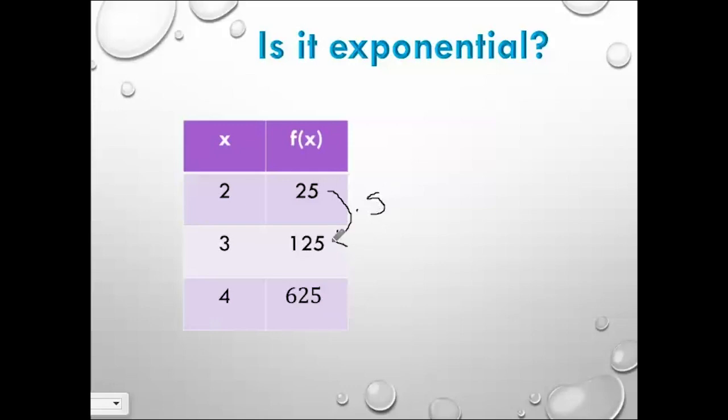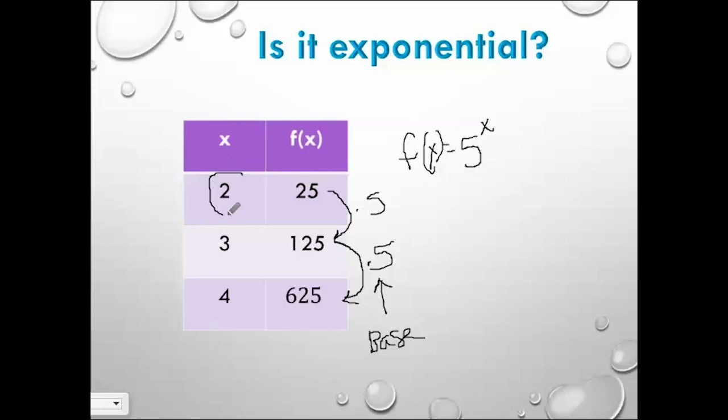And then what is 125 multiplied by to get to 625? Well, that's 5 as well. This number here is hopefully going to be your base. So to check to see if it's exponential, we're going to say, okay, so this would be 5 to the power of x. If this is correct, then that would mean when I plug in 2 for x, I should get 25. So let's give it a shot.